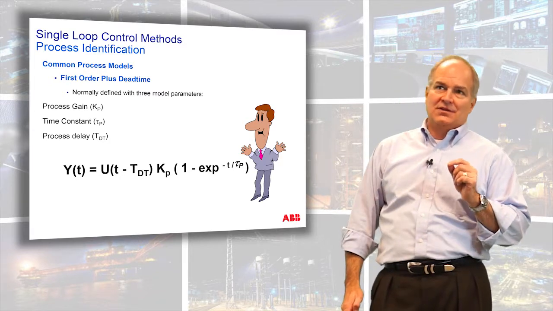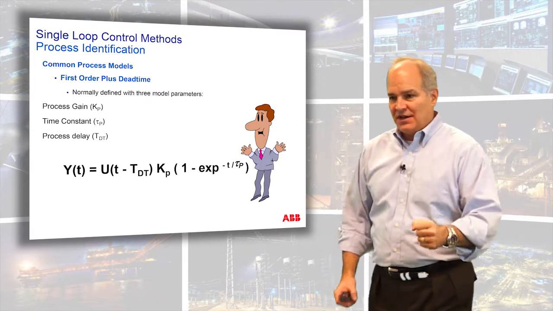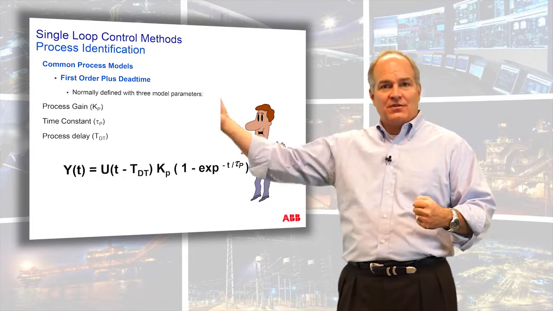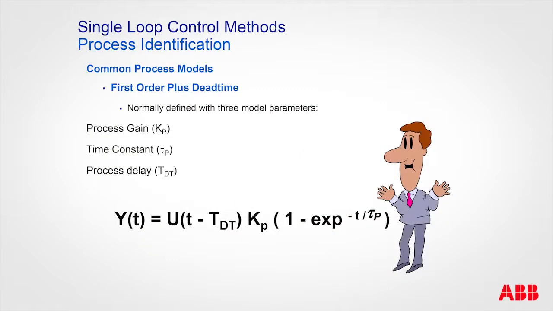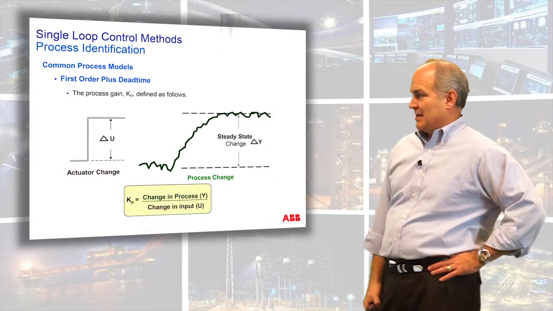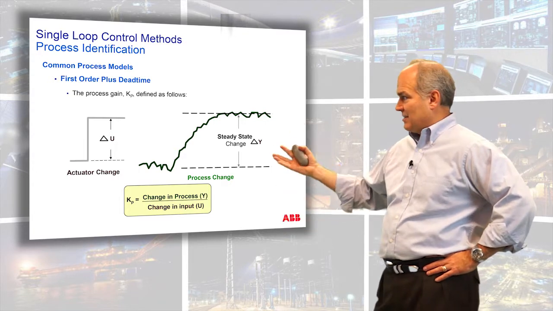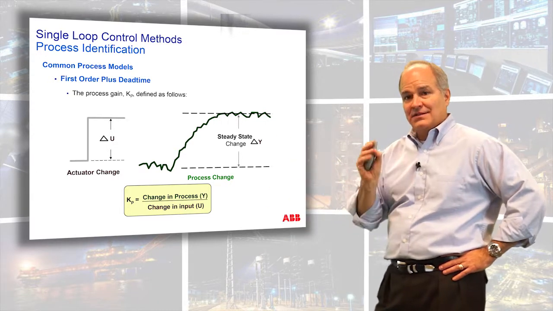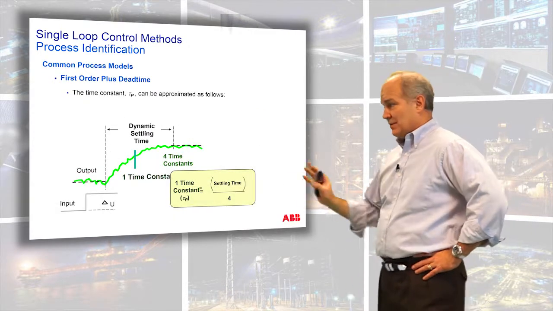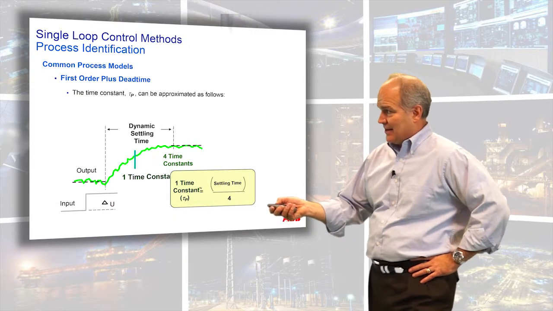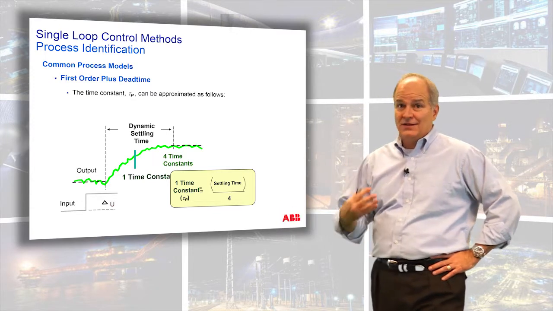Dead time, or a delay, is when you made a change and it took time before the process started to move. That's all this feature right here says, this is our delay. So as complicated as this equation is, there are three model parameters: the delay, the process gain, and the time constant. So what are those? We know the process gain is the ratio of the change in the measurement to the change in the actuator. That's important because it's related to your proportional gain. We looked at the time constant, which is your total settling time divided by 4. That's related to your integral time.